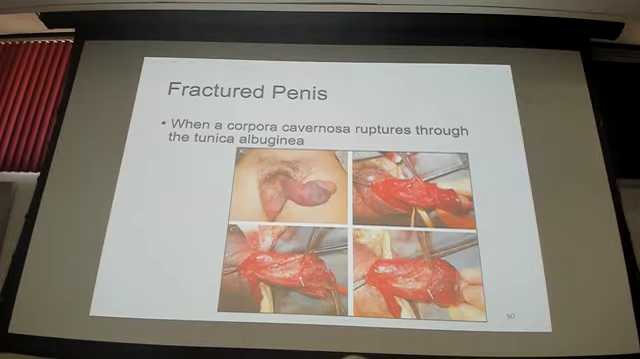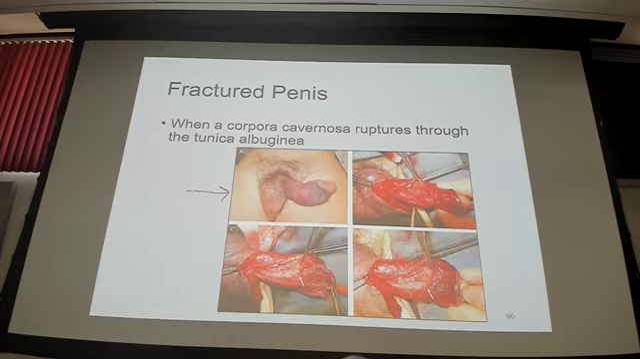Fractured penis is a real thing. You guys want to know what this is called? It's called aubergine sign. Does anybody speak French? It means eggplant. All right. It is usually an injury that occurs during sexual intercourse.